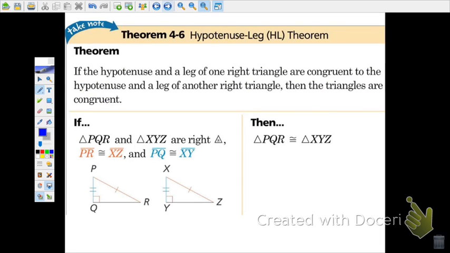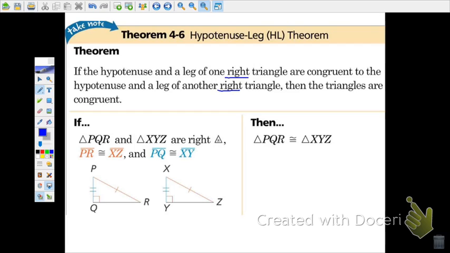When you look at that piece in your interactive notebook, it tells us that if the hypotenuse and a leg of one right triangle are congruent to the hypotenuse and a leg of another right triangle, then the triangles are congruent. Even though we only have two letters that we're using, the H and the L, there are still three things that we have to see in the picture.